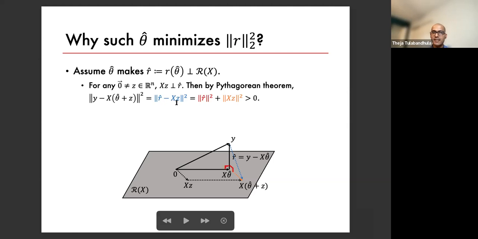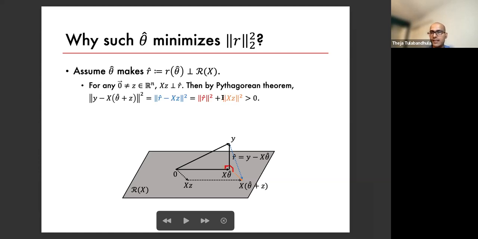Remember, xz is in the range space, and r hat is outside the range space. So you have two vectors which are perpendicular to each other. That means the square of their sum is just the squared magnitude of one vector plus the squared magnitude of the other vector. So for any other theta that I pick, I get the original residual square plus some extra quantity, which is always positive.